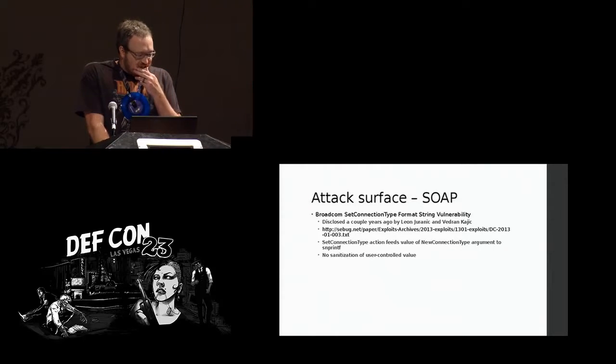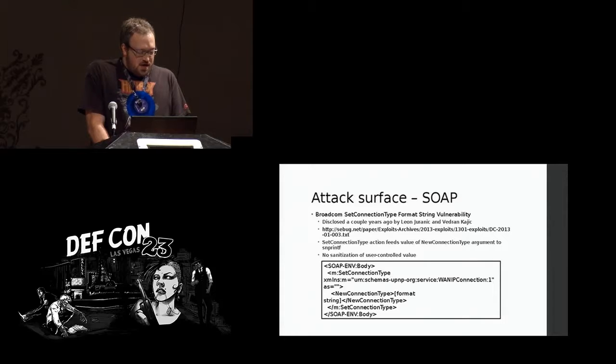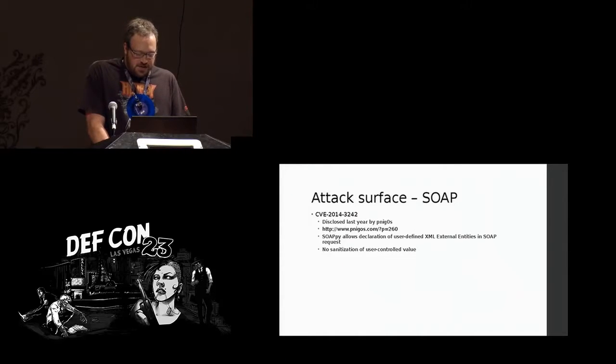Broadcom also has had a few vulns disclosed recently. This one was in the NewConnectionType argument of the SetConnectionType action. Again, format string vulnerabilities are back apparently. Same old, same old. Sorry, I'm starting to get bored with this myself.